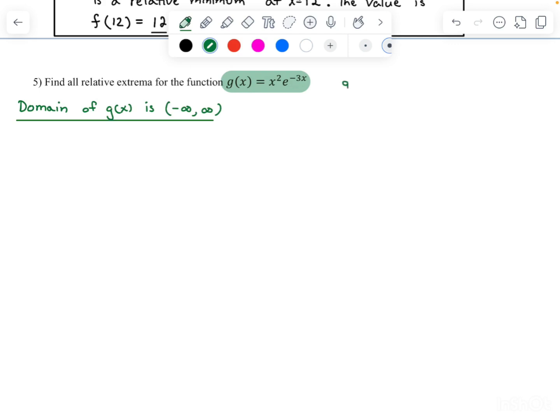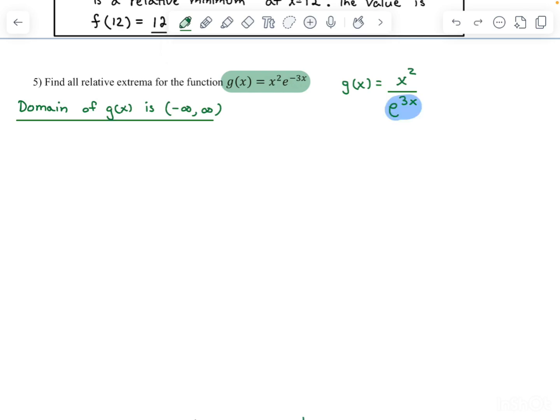And that is because if we rewrite g of x as x squared divided by e raised to the 3x power, e to the 3x will never equal 0. Which means that there are no values of x that will make g of x undefined, so the domain is all real numbers. Now to find the critical numbers.